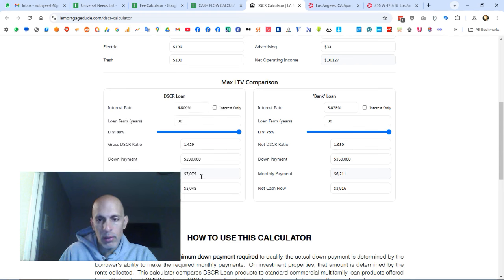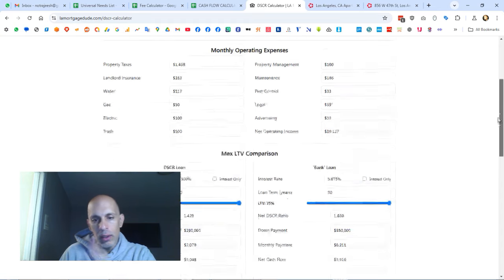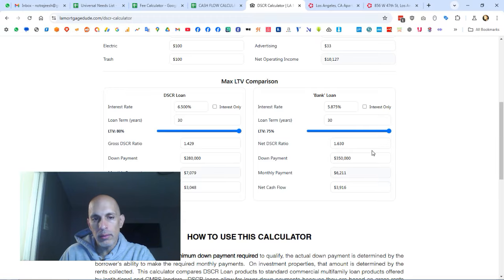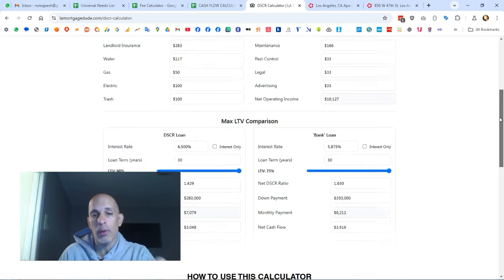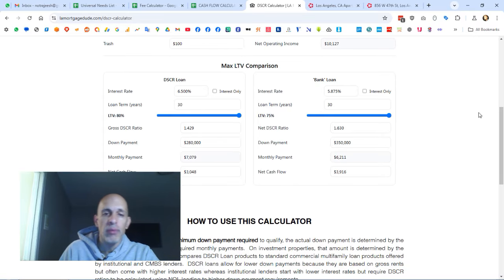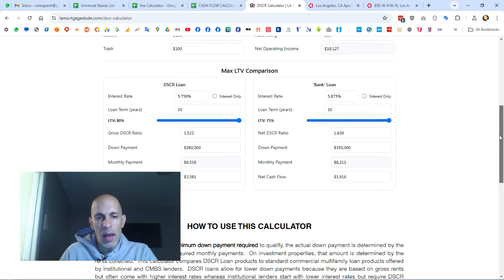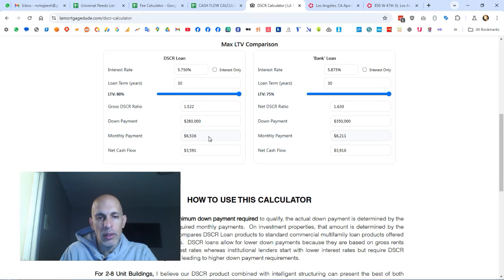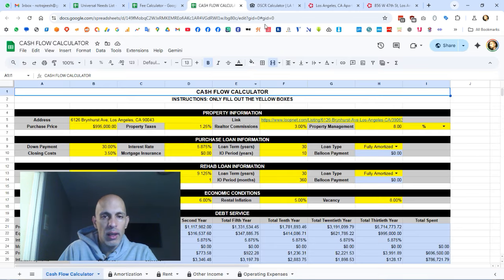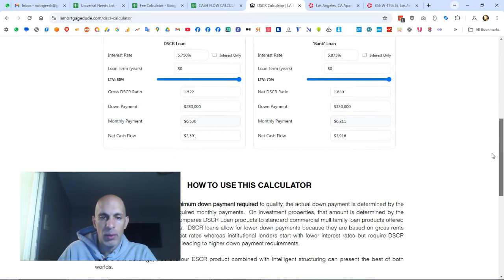Okay, so let's see here. If you have tax returns, you can go bank loan on this. If you're willing to buy down the interest rate, and during a purchase, I always recommend it because you can always get the seller to pay for it, you can get as low as 5.75. And now you're saving $70,000 on the down payment. Here you're at 280, here you're at 350. Okay, and this is with the same purchase price, 1.4 million.